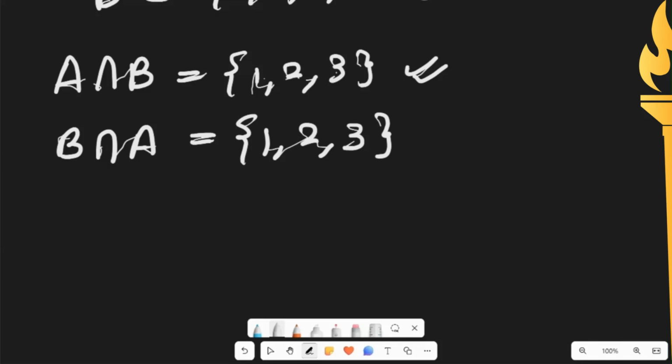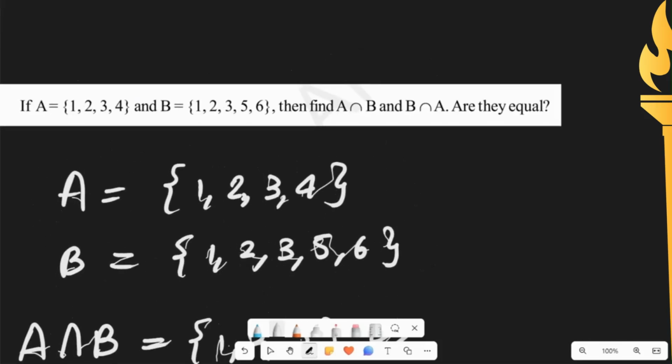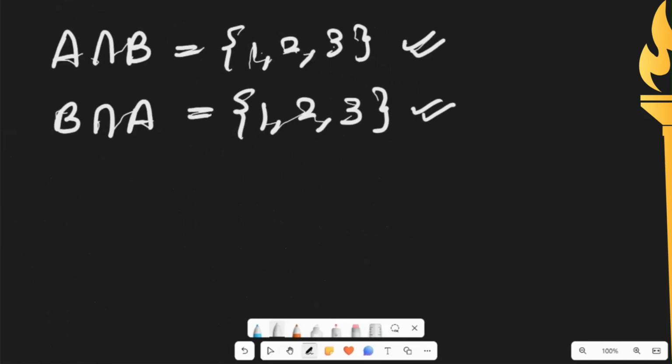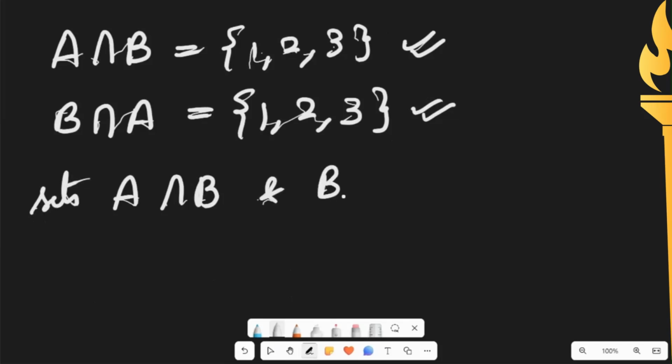Here cardinality means number of elements. We have 3 in both of them. We have 3 elements in A intersection B and 3 elements in B intersection A, and also we have elements 1, 2, 3 in A intersection B and also 1, 2, 3 in B intersection A. So they are equal. Sets A intersection B and B intersection A are equal.